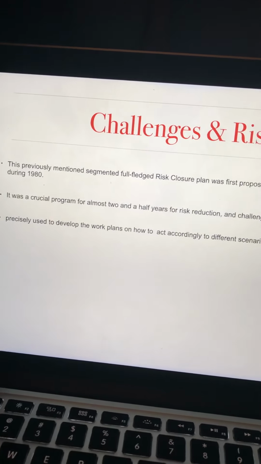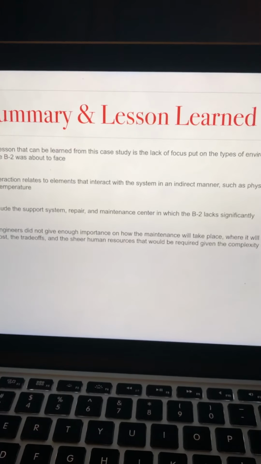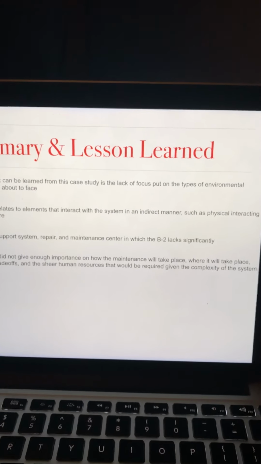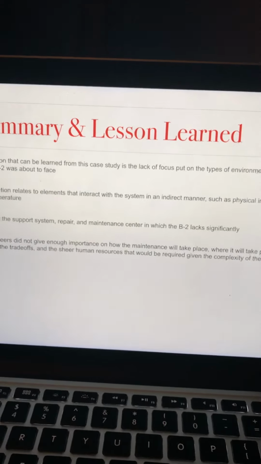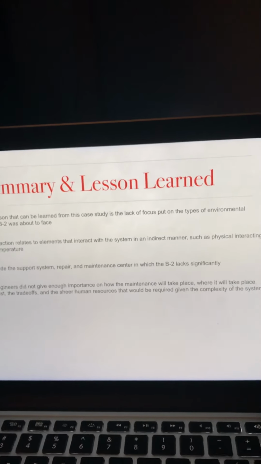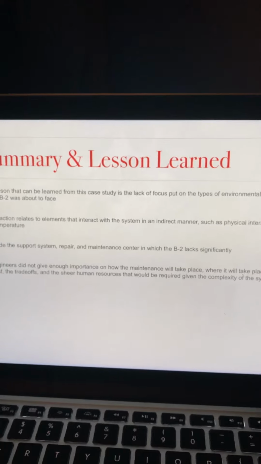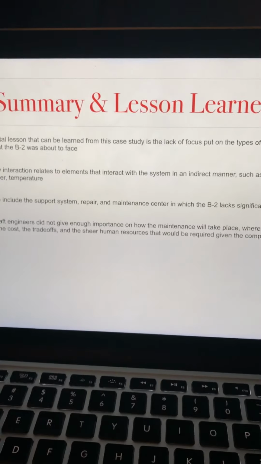So now the next part is a summary and lessons learned. Here I'm going to draw some inspiration from the lecture slides and the different topics that I've learned in the course, and how I've applied that to analyze and take away from what was done well, or how certain things could have been done differently, in order to maybe improve the overall system design phase of the B2 systems engineering.